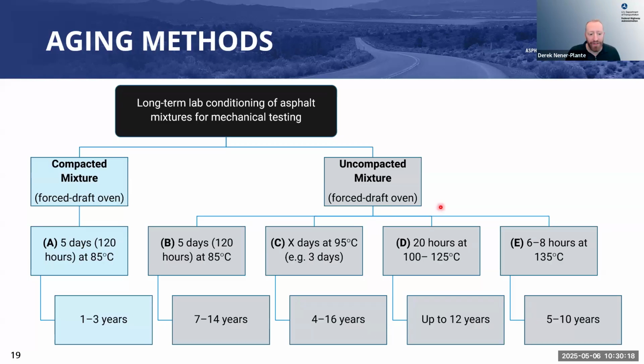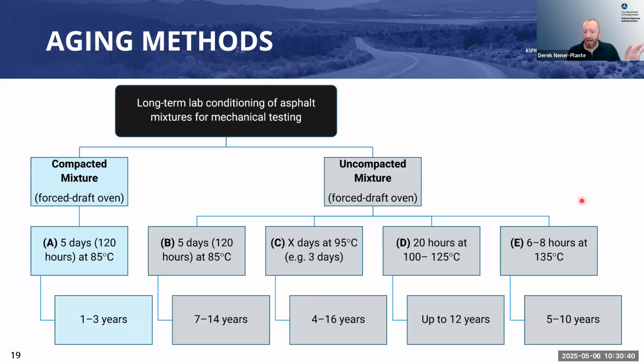And then finally, method E, I mentioned this earlier. This is often referred to as critical aging, often used at the National Center for Asphalt Technology. This is set at 135C, 6 to 8 hours. 6 hours for more northern climates, 8 hours for more southern climates. And again, this is based upon 5 to 10 years.